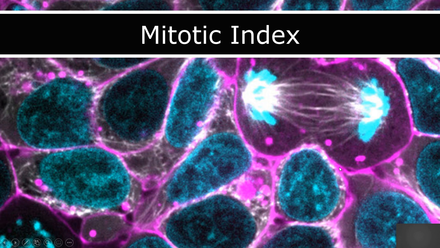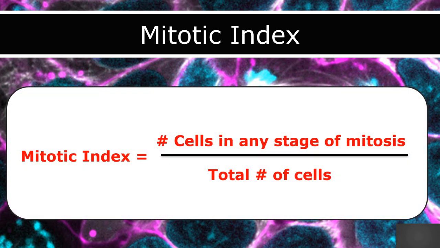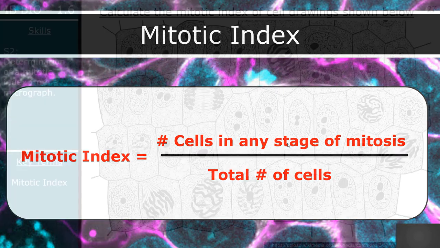Okay, so the next thing on the to-do list is the mitotic index. This is actually a pretty simple math problem compared to what you guys have seen before. All mitotic index is, is the number of cells in any stage of mitosis over the total number of cells. How these problems are going to go is they're going to show you a picture of some sort of cell sample, and they're going to ask what percentage of those cells are in mitosis. That is the mitotic index. It's the percentage of cells that are in mitosis.